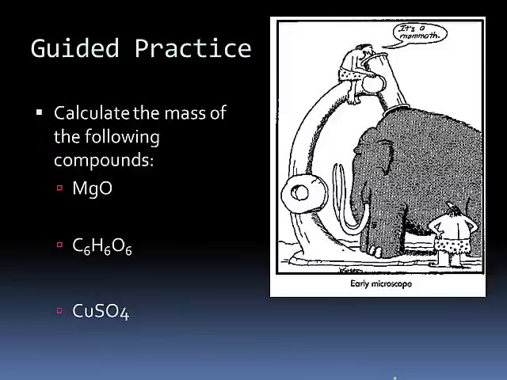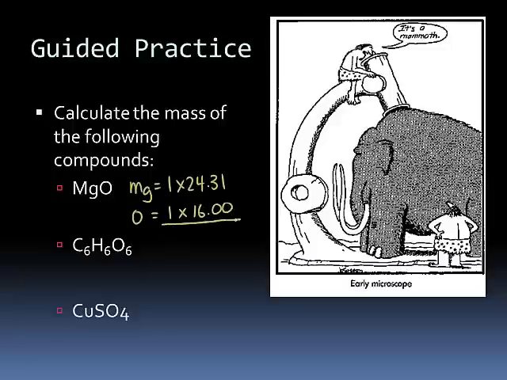I really do encourage you to set them up as I did in the last example until you get very comfortable, and then people will be able to shorthand. But for right now, I encourage you to write down the elements. So this one is magnesium and oxygen. I have 1 magnesium, which is going to weigh 24.31 atomic mass units. I also have 1 oxygen, which weighs 16.00 atomic mass units. So the entire molecule weighs the sum of those, in other words, 40.31 atomic mass units.